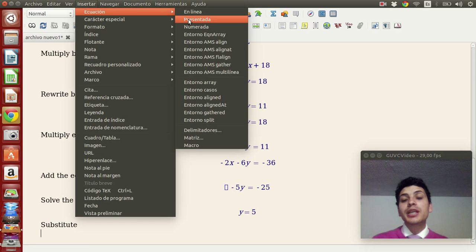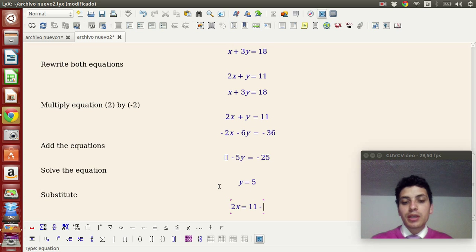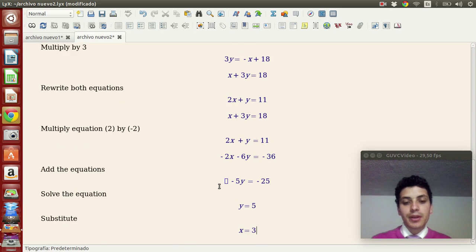The other option is to apply elimination by multiplying by a number in order to eliminate y and find x. In this case, the first equation would be multiplied by minus 3, and we can do the elimination. So 2x equals 11 minus 5. 11 minus 5 is 6. Then divided by 2, 6 divided by 2 is 3.